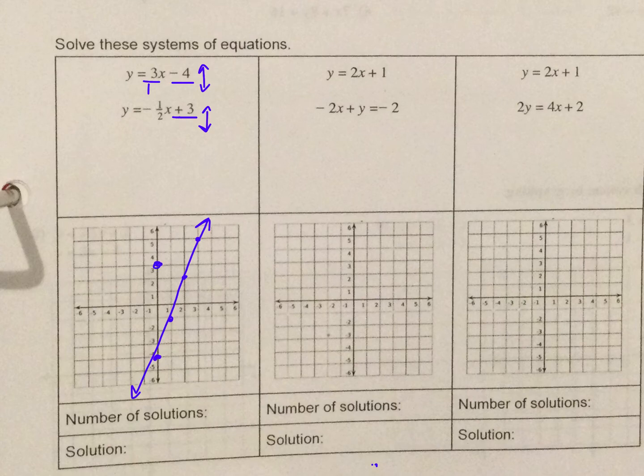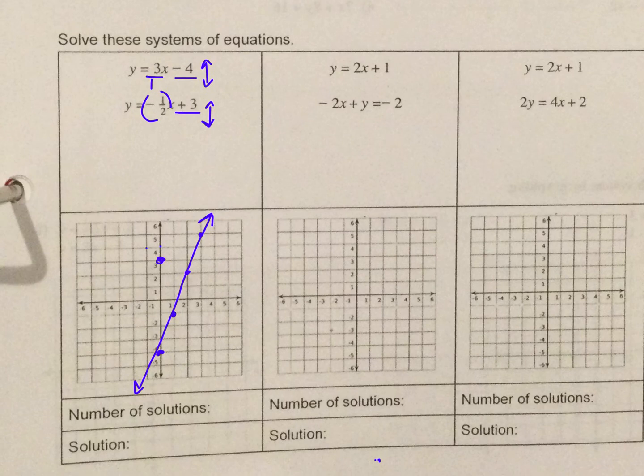This next one, I'm going to start by going up 3 on the y-axis, putting a dot there. This one is, I can go up 1 and then 2 to the left, up 1, 2 to the left, up 1, 2 to the left, or I can go down 1 and 2 to the right. Either way.